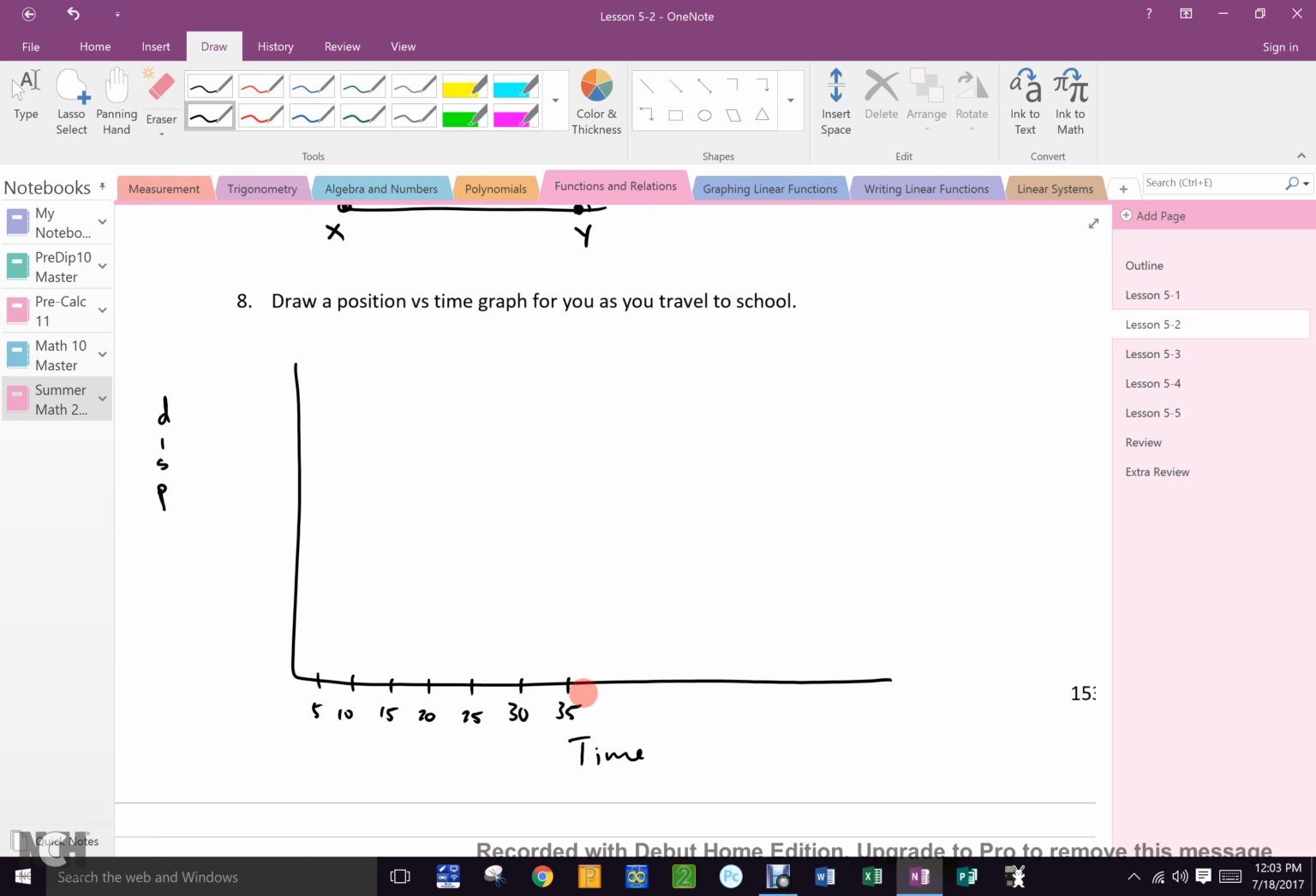Right. I live exactly 8 kilometers from the highway. Okay? So let's go up by 5, 10, 15, 20, 25, 30, 35. All right. So I got to go 8 kilometers, and it takes me about 8 minutes. Right? So I'm going to go out to 8 minutes, up to 8 kilometers.